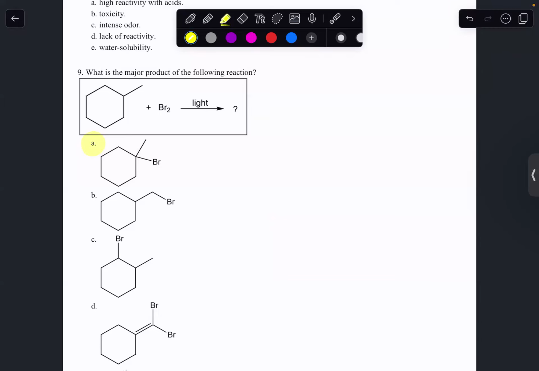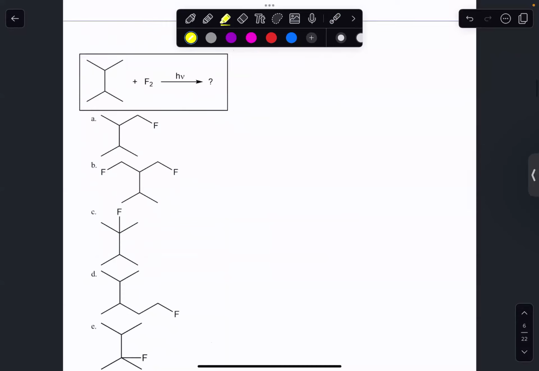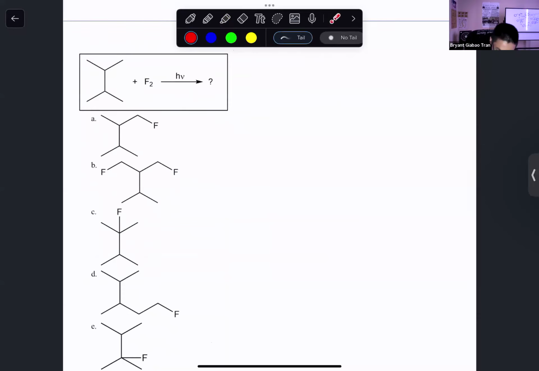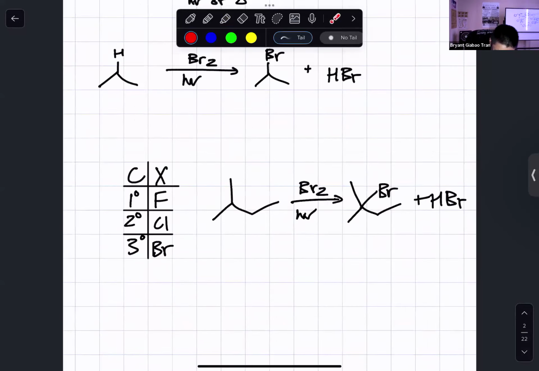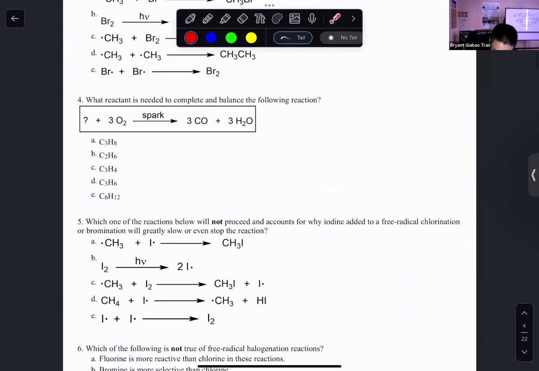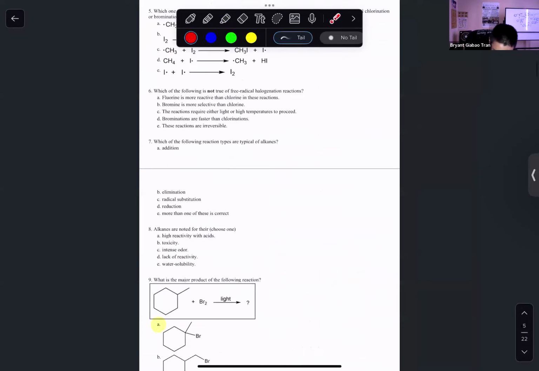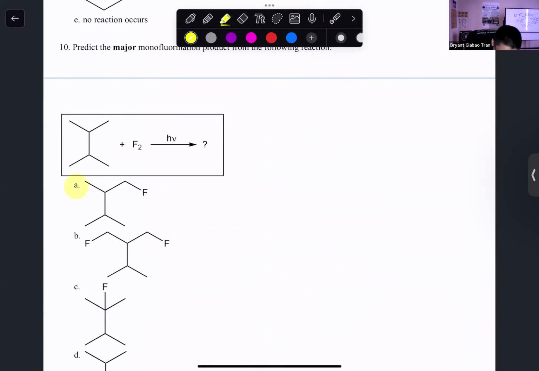Okay, and then for 10 too, it would be A, right? For the same reason. Yeah, because this time we're using fluorine, and based on the chart, which I showed you earlier, fluorine prefers to be on the primary carbon. Primary carbon. So that's the general chart that you could use without doing the whole math. That makes sense. That should be A. Okay.